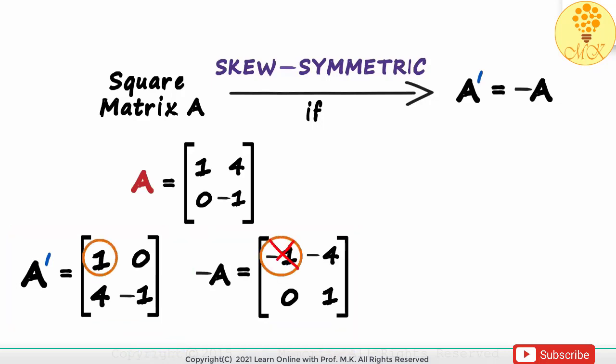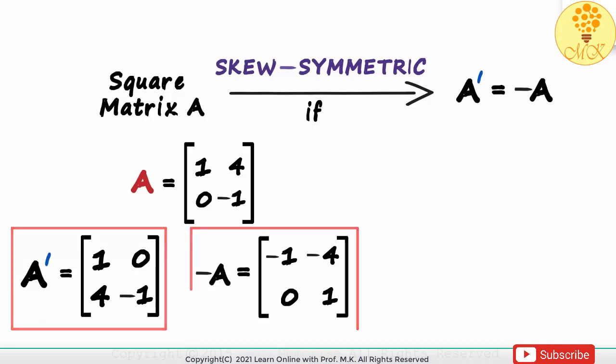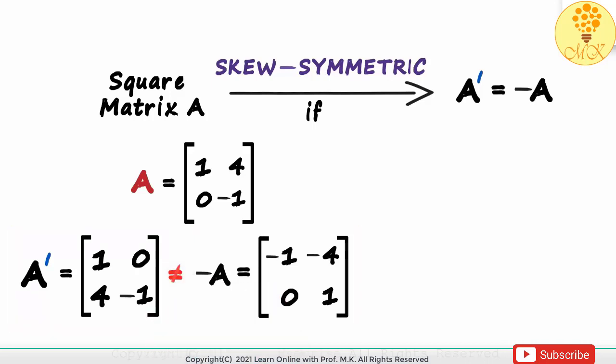The orders of A transpose and negative A are equal, but are the corresponding elements equal? 1 is not equal to minus 1. Even if one set of corresponding elements are not equal, we can say that the matrices are not equal. We don't need to check the rest. So A transpose and negative A are not equal. And hence, matrix A is not skew-symmetric. This tells us something interesting.